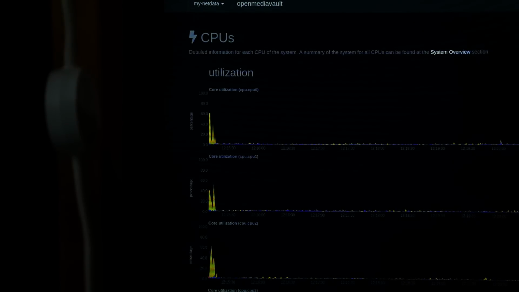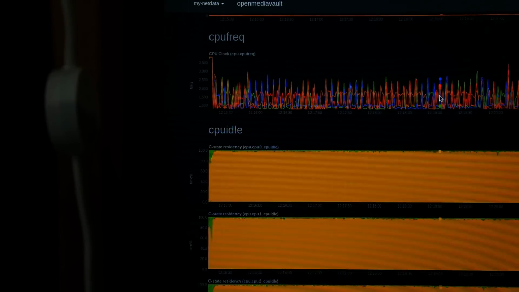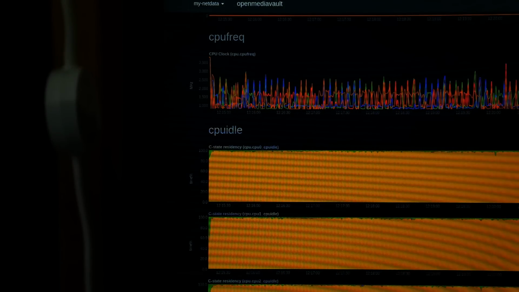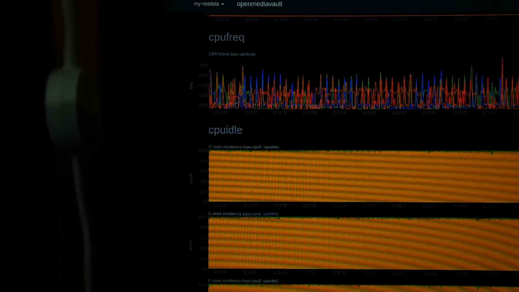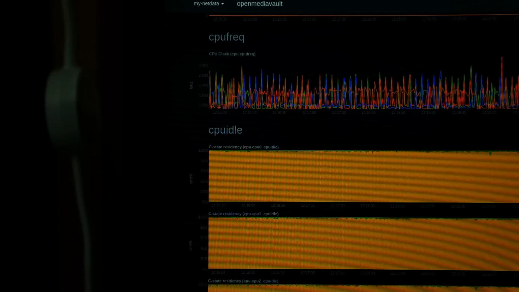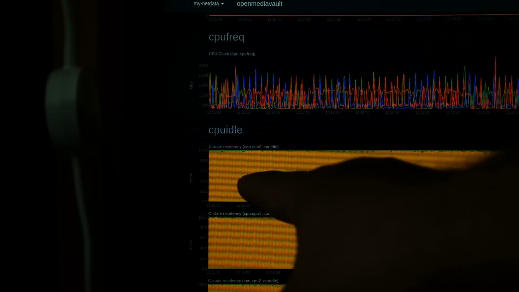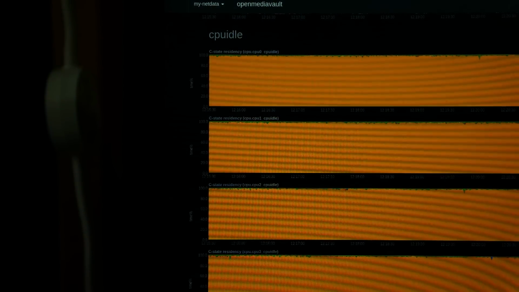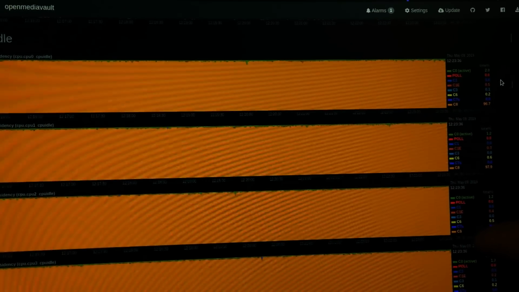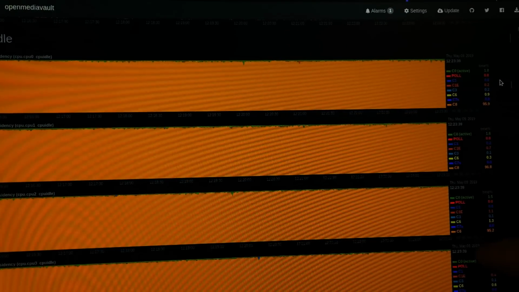Now, if we also go into Netdata here and go to CPU frequency, you can see it's still doing a little bit, but it's basically hanging out around 800 megahertz. Maybe 1, 2 gigahertz every once in a while, but it's nowhere near doing anything. And if we look down here at the sleep states, you can see 95, 96, 97% C8 sleep, the deepest sleep we can get.